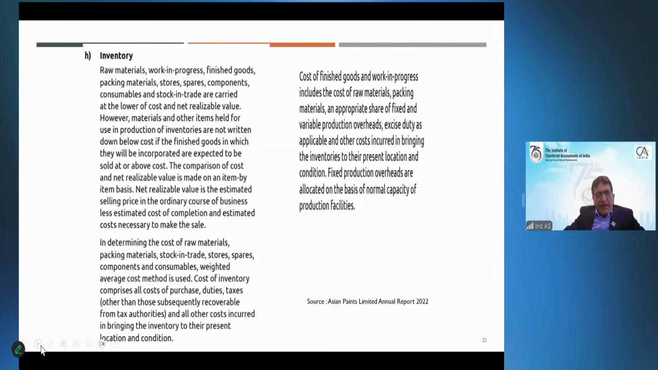On your screen is the inventory policy, which I've taken from Asian Paint, which is public information. Certainly, you can read the Asian Paint policy. I'll not invest much time in it, and you can refer to this.